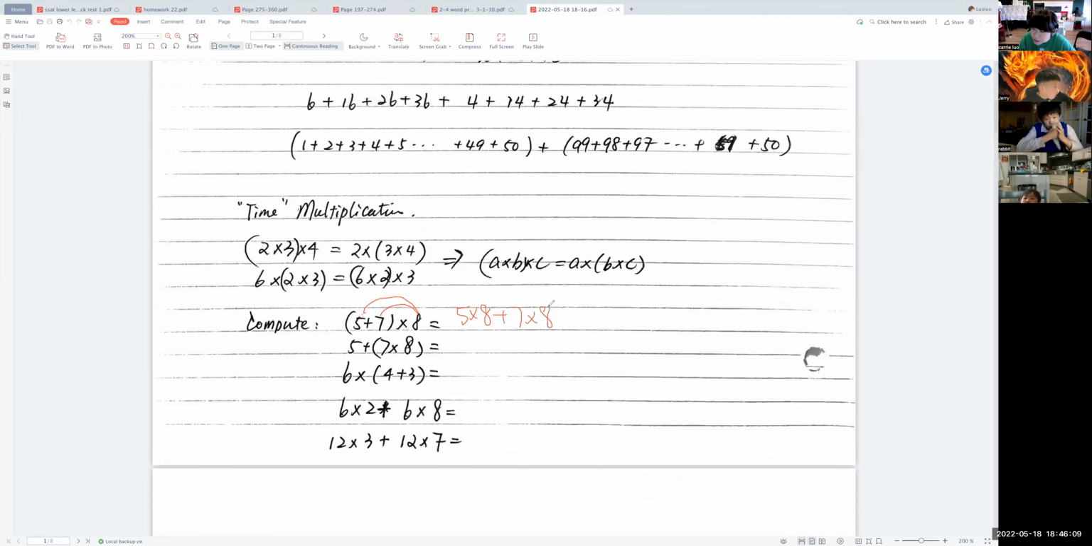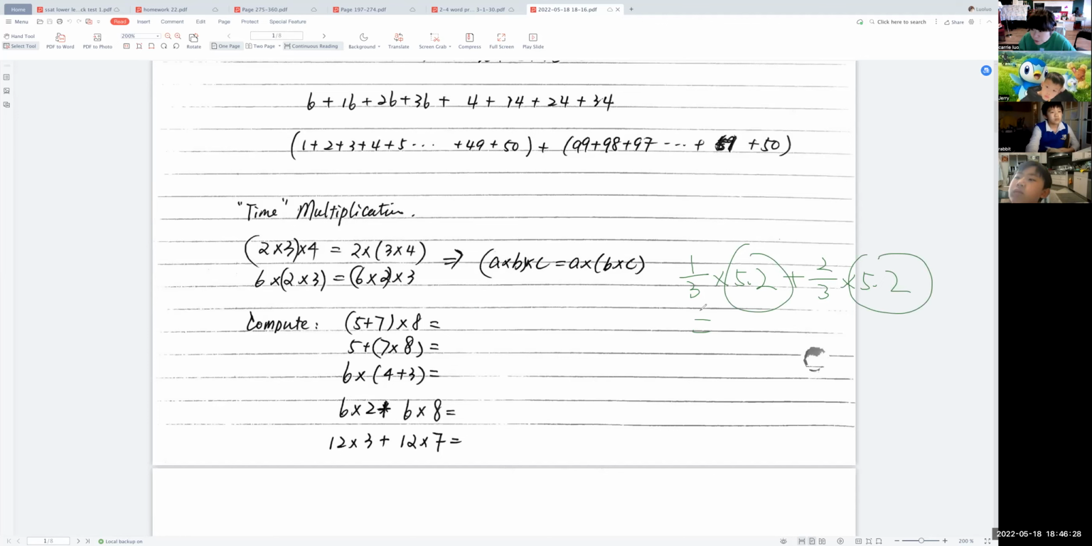Do you understand, everybody? Okay, but when we are doing questions like 1/3 times 5.2 plus 2/3 times 5.2, I'm not going to do anything because we both have 5.2. And 1 over 3 plus 2 over 3 equals 1. So this answer is 1 times 5.2, so the answer is 5.2. Get it? If you understand this one, you can do questions way quicker.